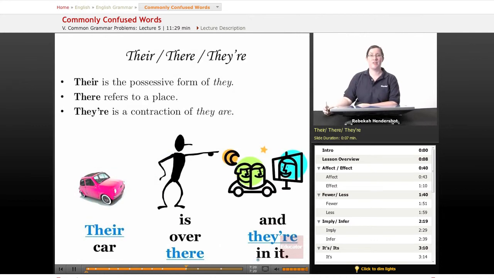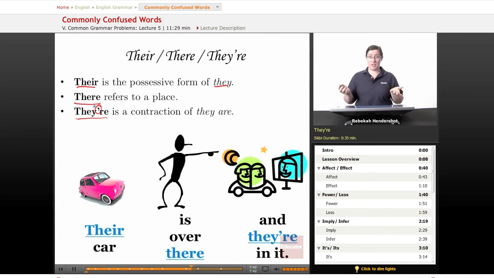Okay, there, their, and they're. This one drives everyone absolutely berserk. Their, T-H-E-I-R, is the possessive form of they. There, T-H-E-R-E, refers to a place, over there. And they're, notice that apostrophe, is a contraction of they are.